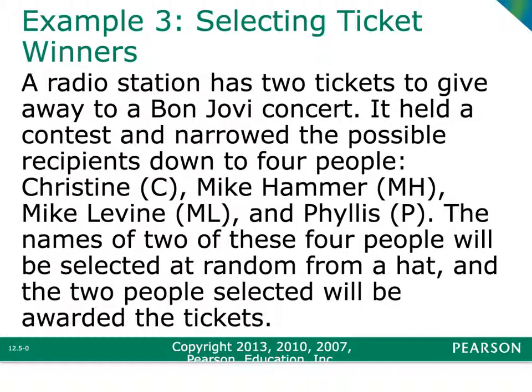Christine, we'll mark her with a C. Mike Hammer, he's going to be MH. Mike Levine, he's going to be ML. And Phyllis, she's going to be P. The names of the 2 of these 4 people will be selected at random from a hat, and the 2 people selected will be awarded the tickets.